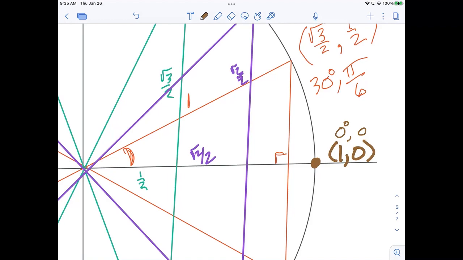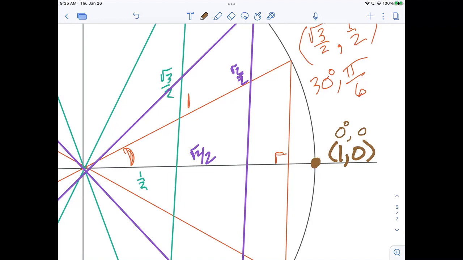What have we not done yet? Secant. What's secant of 0? 1. Because secant's the reciprocal of cosine. And if cosine is 1, secant is the reciprocal of 1. And what's the reciprocal of 1? 1. You basically have 1 over 1, and you flip the fraction and you still get 1 over 1.